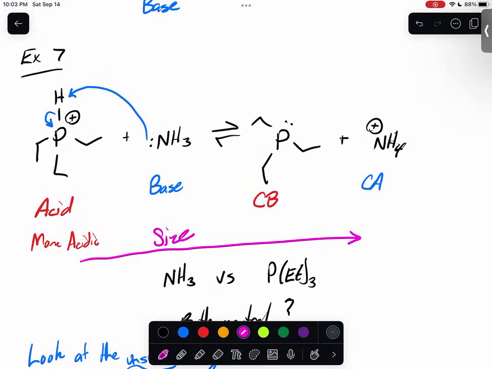So if you have things with positive charges, start to think about which one is going to be more acidic and why. It's the exact same reasoning, it's just thinking about it in a slightly different way.